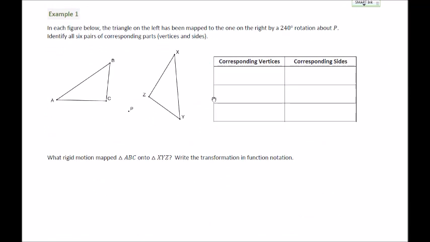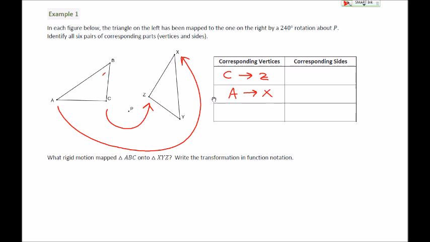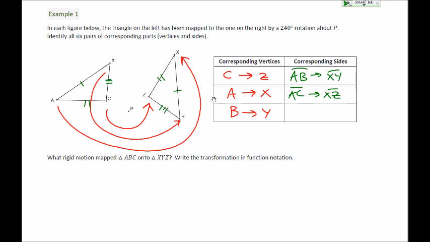So example 1. In each figure below, the triangle on the left has been mapped to the one on the right by a 240-degree rotation about P. Identify all 6 pairs of corresponding parts, vertices, and sides. So the vertices, let's see here, C maps to Z. Point A will go to X, and B will go to Y. Now for the corresponding sides. AB will map to XY. AC will map to XZ, and BC to YZ. And those are the corresponding vertices and the corresponding sides.